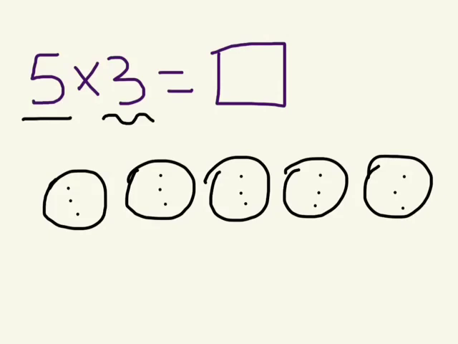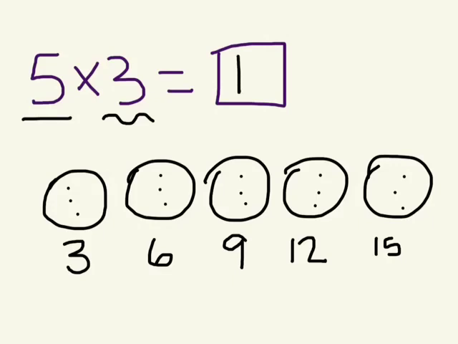And now I'm going to do my 3 count bys because there's 3 in each group. I must count by 3s. 3, 6, 9, 12, 15. 5 groups of 3 equal 15. Nice job.